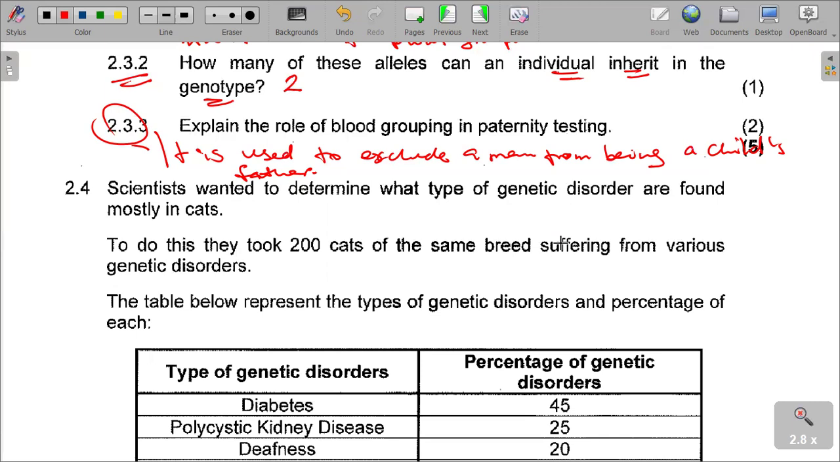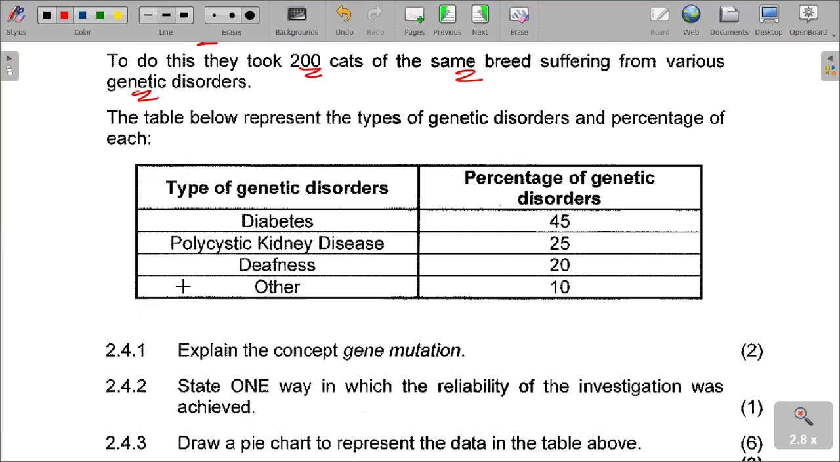Question 2.4. Scientists wanted to determine what type of genetic disorder is found mostly in cats. To do this, they took 200 cats of the same breed with various genetic disorders. These are the ones which are shown here. The table represents the genetic disorders and percentages of each. Explain the concept of gene mutation.